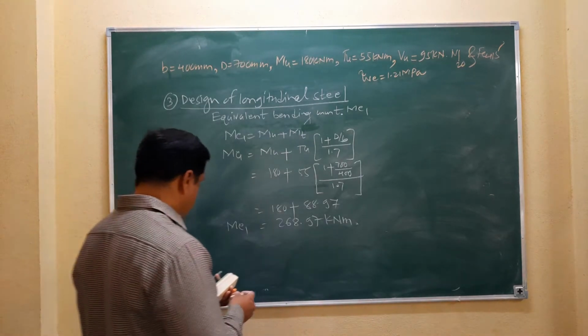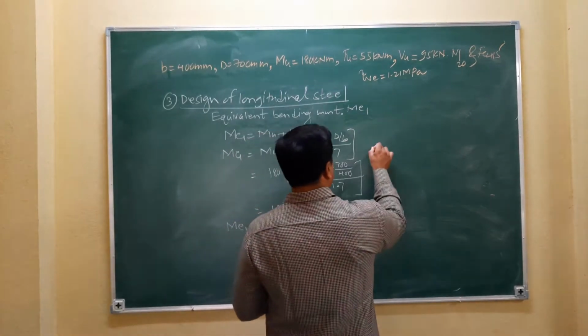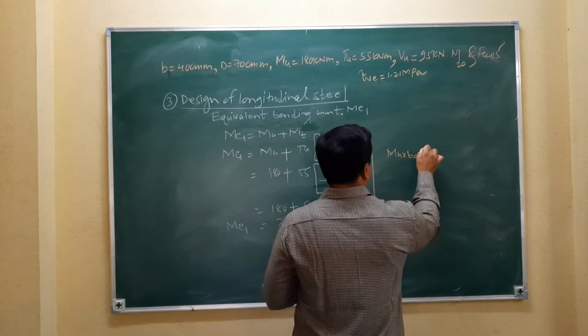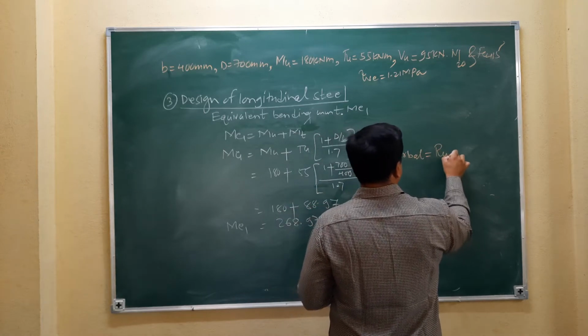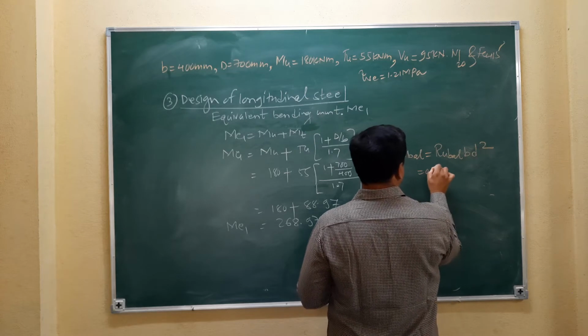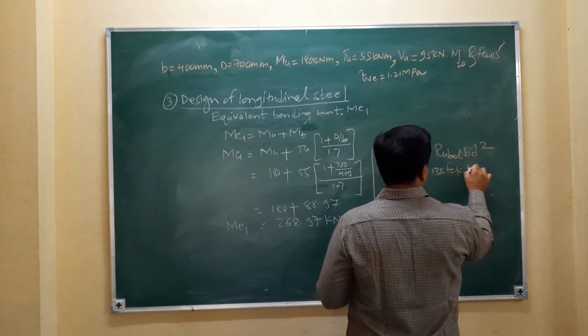Now check whether the section is under-reinforced or not. For that you have to find out the Mu,lim (MUR balance). For that we will find out MUR balance. MUR balance is Ru,lim b d square. Ru,lim is 0.138 fck for Fe415.